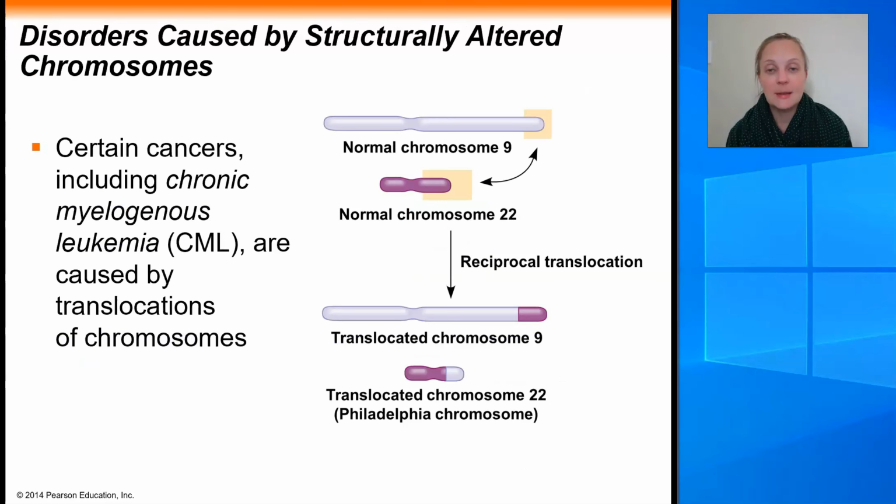And just to give you an example, in humans, there are certain leukemias that result from a translocation between chromosomes 9 and 22. When you flip-flop parts of these chromosomes, it can lead to cancerous conditions.